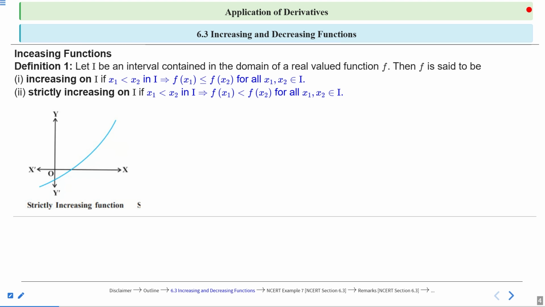So here is the graph of the strictly increasing function, right? Here you can say that if x1 is less than x2 in I, this implies f of x1 is less than f of x2, right? For all x1, x2 belonging to I, right?